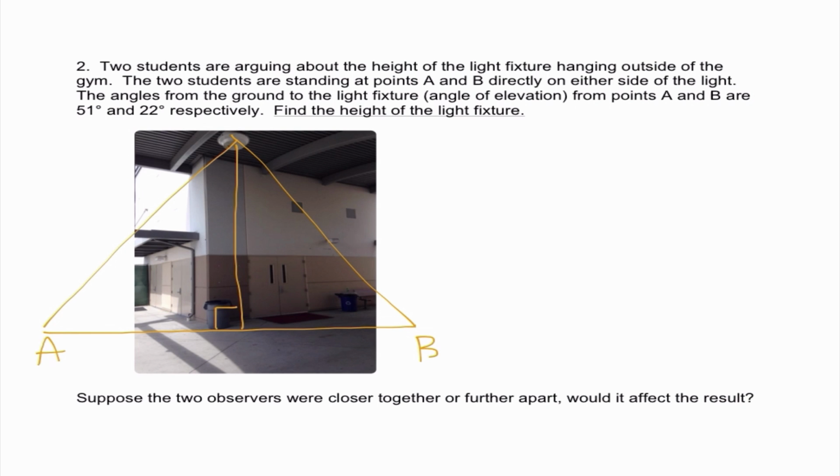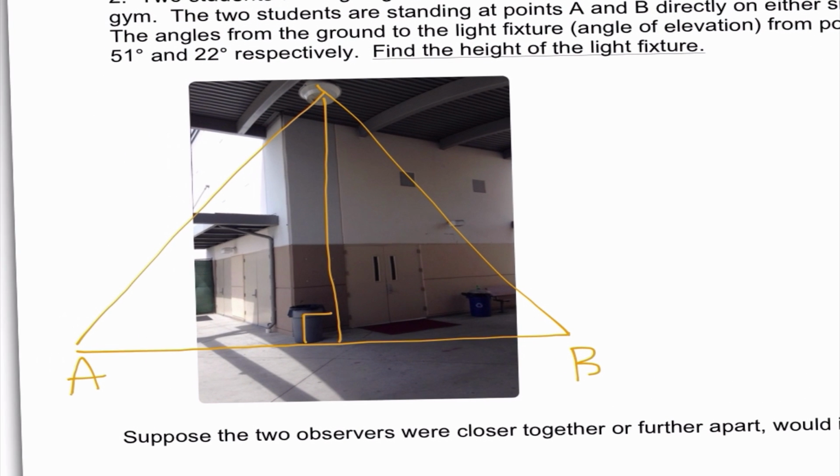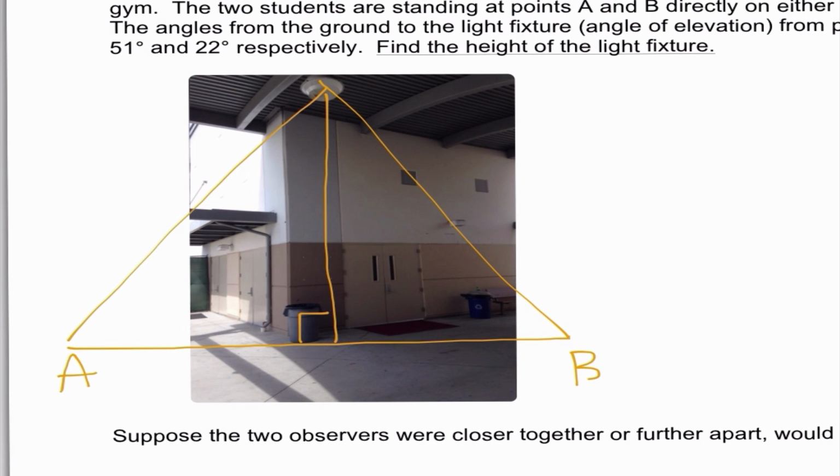Okay, problem number 2, which in my opinion is the toughest one on here. It says, two students are arguing about the height of the light fixture hanging outside the gym. I know you guys get into arguments like that all the time at school. So these two students are standing at A and B, and it tells us that the angles of elevation from the ground to the light fixture are going to be 51 degrees and 22 degrees. And it tells us to find the height of the light fixture.